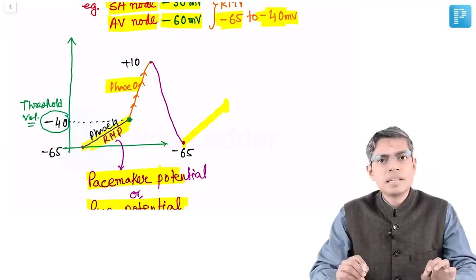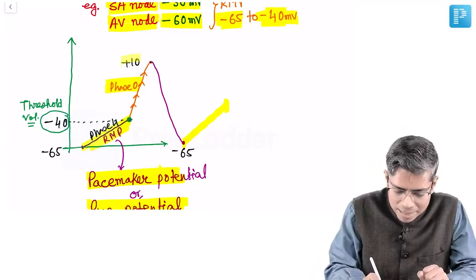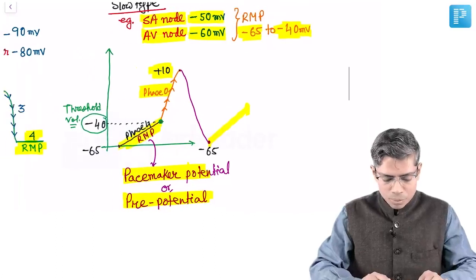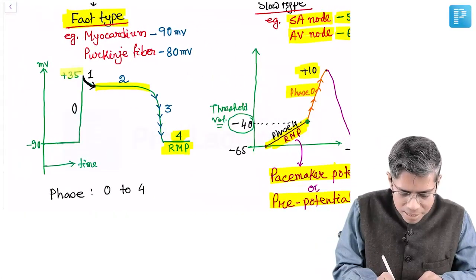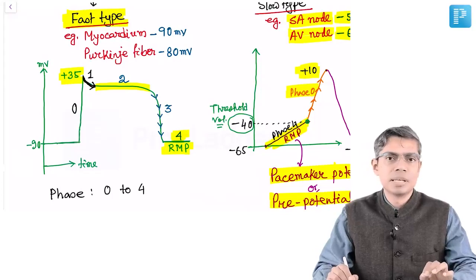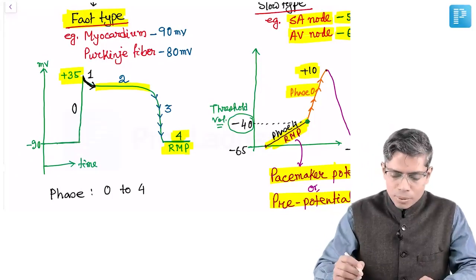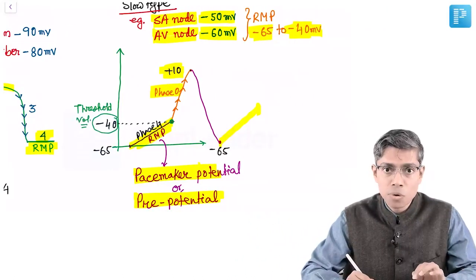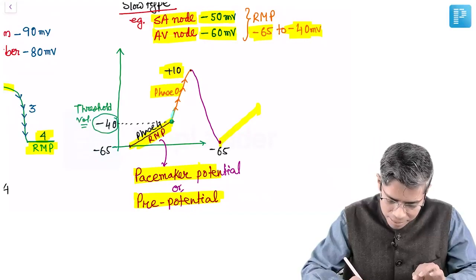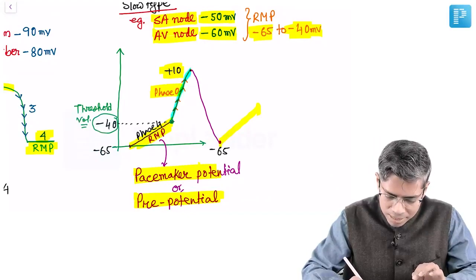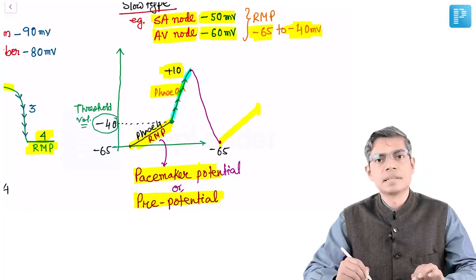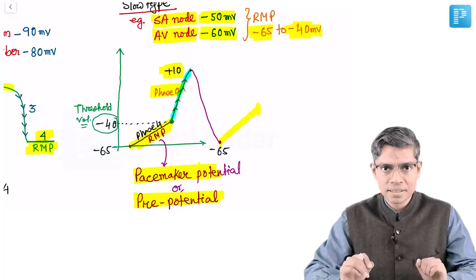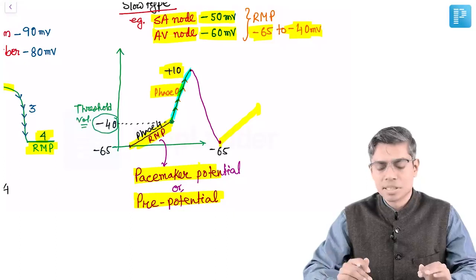But if you look at this phase number 0 here, it is rising maximally up to which membrane voltage? Plus 10 millivolt. But in the previous one, the fast type action potential, the membrane voltage rises up to plus 35 millivolts. So this is another difference. Now look at the slope of phase number 0 of nodal tissue action potential. It is rising in an upward direction, but slowly, right? Why slowly? Because the channel which is responsible for it, I'll tell you later, is slow in nature.